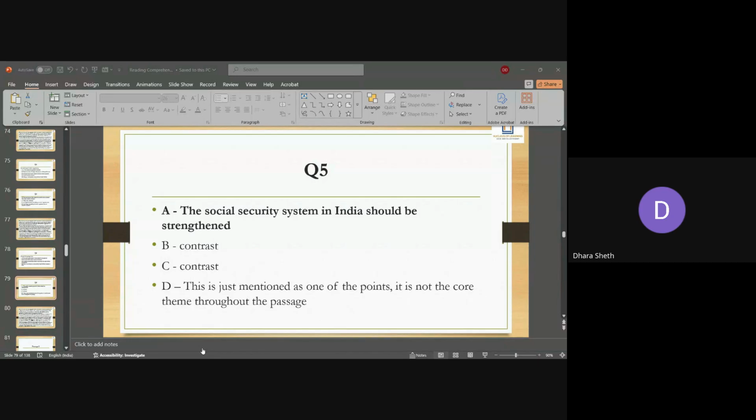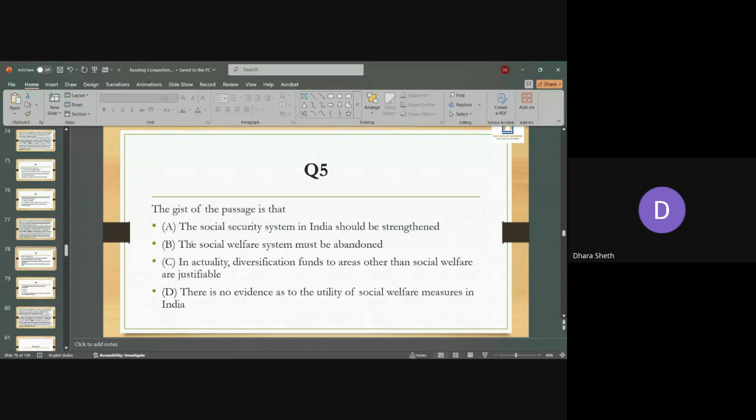Okay, the answer is A. If you see the passage, B and C are the exact opposite of what the author is trying to say. He's trying to say that in the social welfare system, so much literature has been there, so many things need to be done.